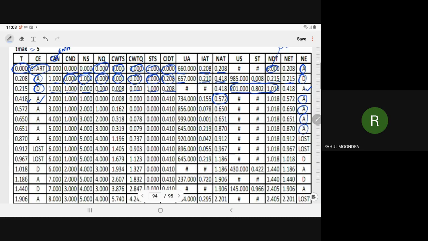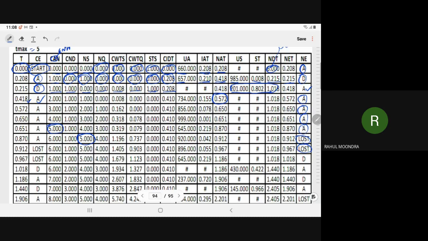Due to the continuous arrivals, the number in the system, NS, will become 5. When NS is equal to 5, whatever new customer comes will become a lost customer, because of the limited space the customer cannot join the system. So here we write lost, because it is neither an arrival nor a departure. Again a customer comes, and that customer is also lost.